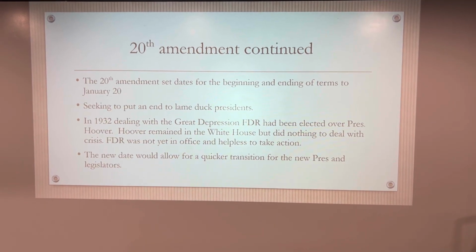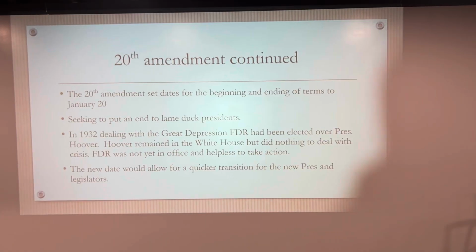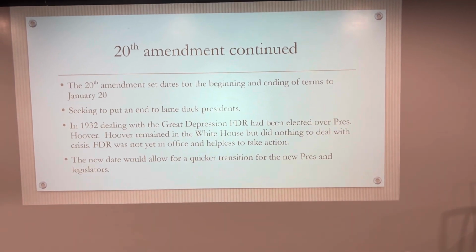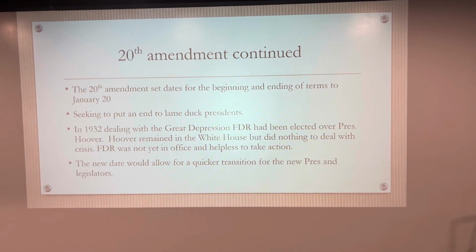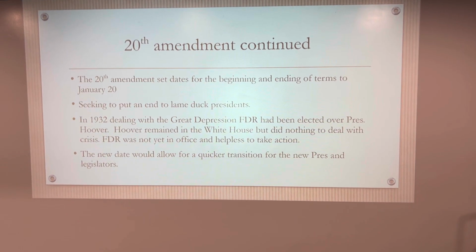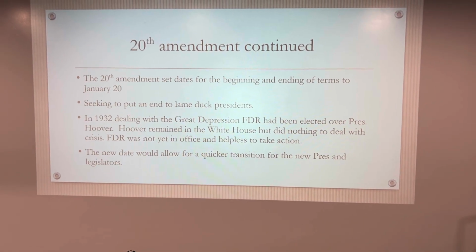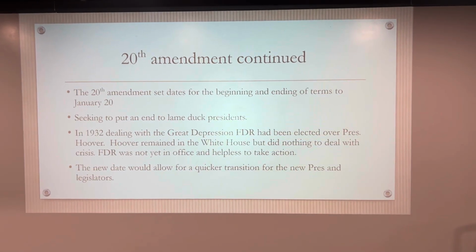In 1932, dealing with the Great Depression, FDR had been elected president. However, President Hoover remained in the White House but did nothing to deal with the crisis of the Great Depression. FDR was not yet in office to help take action. The new date would allow for a quicker transition for the new president and legislatures.